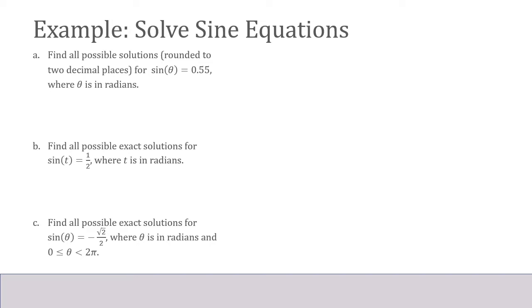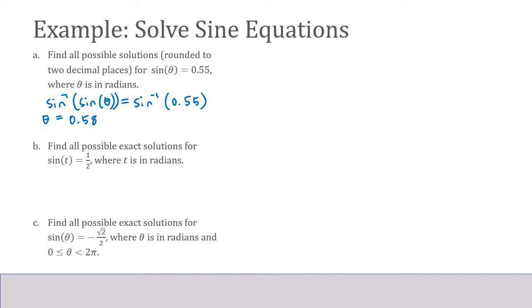So I'm going to write sine inverse of the sine of theta is equal to sine inverse of 0.55. Now, when I put that into my calculator, inverse sine of 0.55, I got approximately 0.58. I actually got 0.5823642379, but rounded to 2 decimal places, that would be 0.58.